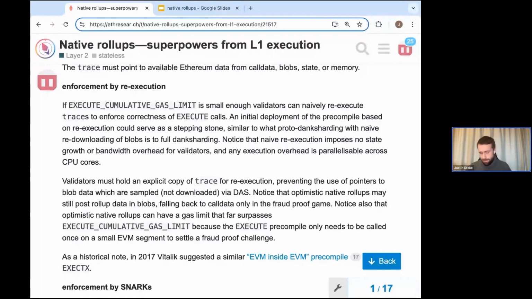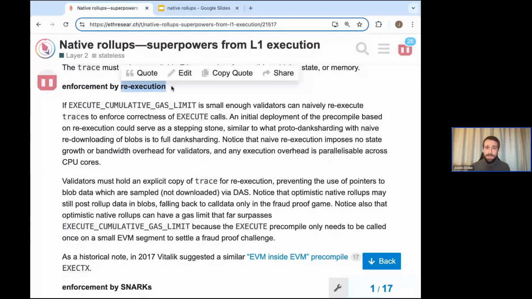And because there's just so much excitement for this precompile in so very little time, we need to think, okay, what is the way to launch it as quickly as possible? And the proposal here is to have an initial phase where the precompile is enforced through naive re-execution. So what does that mean? It means that the validators would be naively re-executing those traces on their full nodes.